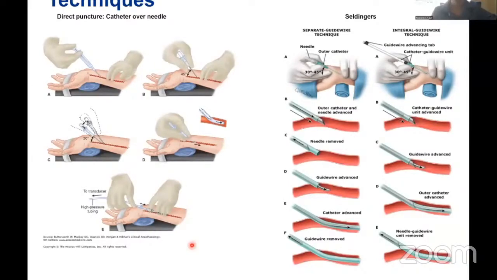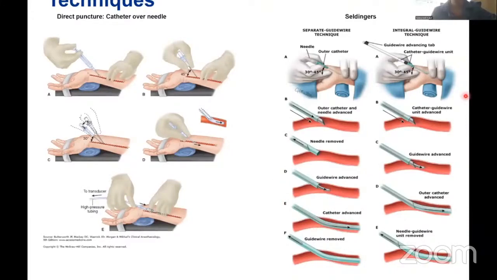The needle of the catheter unit is then slowly advanced another millimeter or two, assuring the blood return continues. This is the direct puncture technique. Whereas in guide wire technique, the needle has entered into the blood vessel, then a guide wire is inserted inside it, and the outer catheter is railroaded over the guide wire.